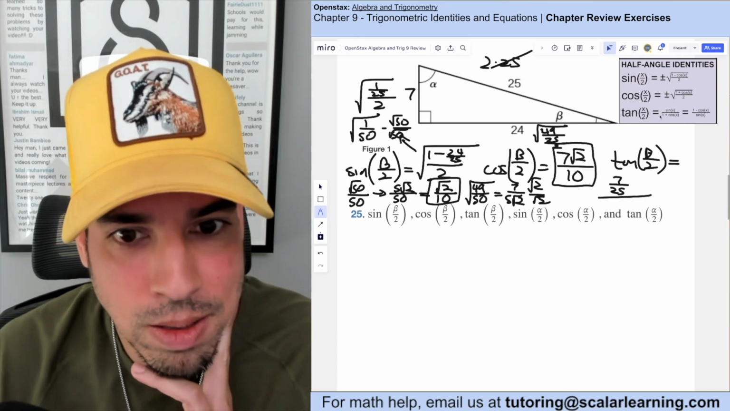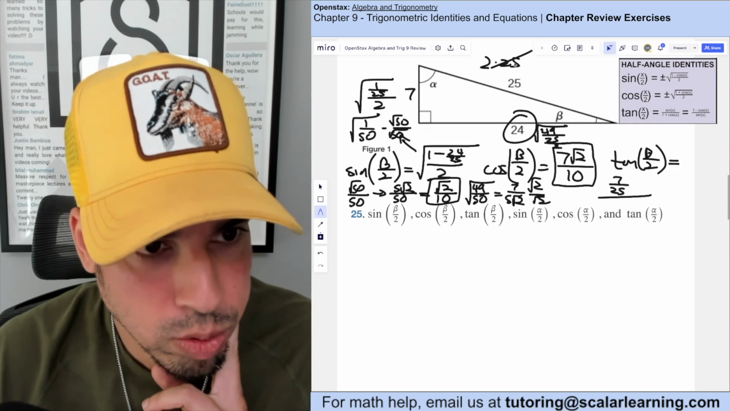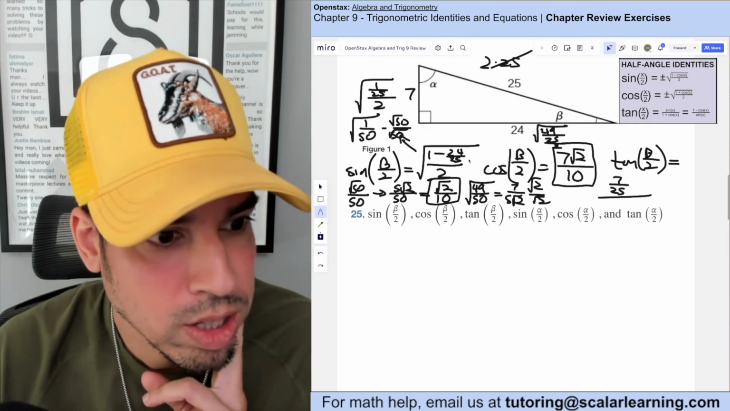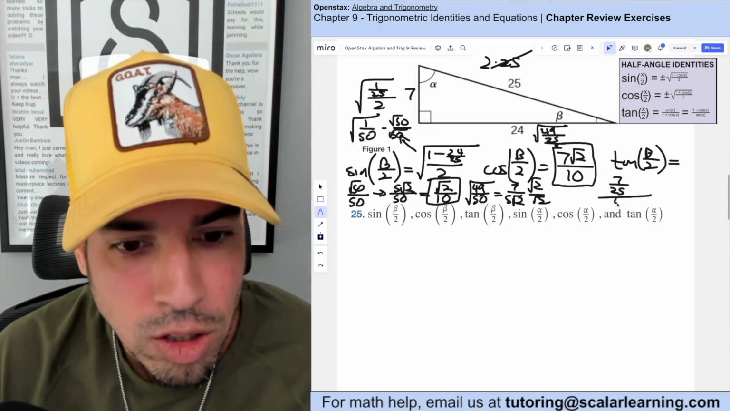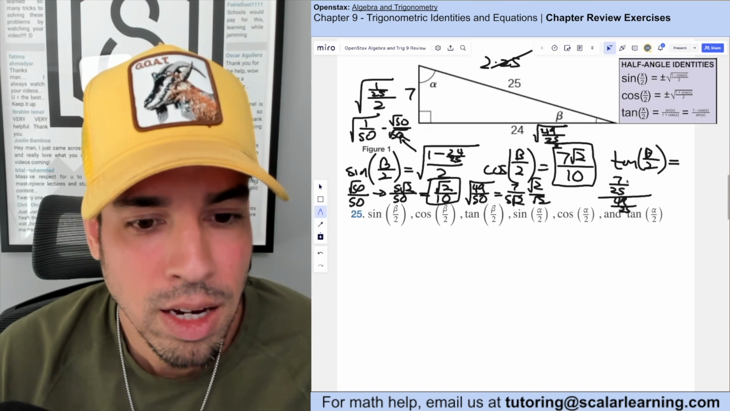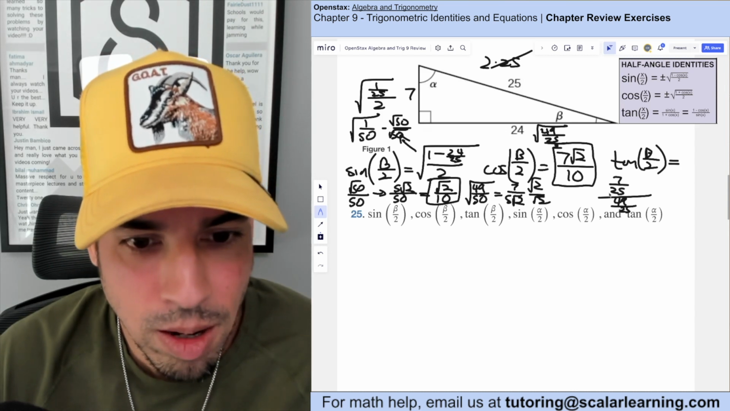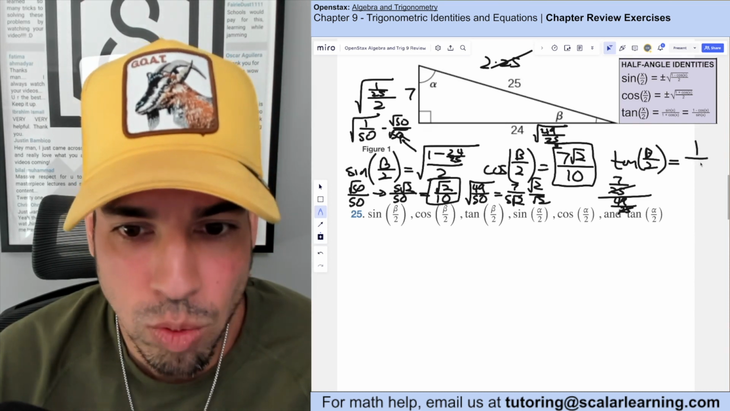And then on the bottom, we have 1 plus cosine of x. We already figured out that cosine of x is 24 over 25, and we already know that 1 plus that was 49 over 25. So we have 49 over 25 in the denominator. The cool thing is when they both have the same denominators, we can cancel them out. So we have 7 over 49, which simplifies to 1 over 7.